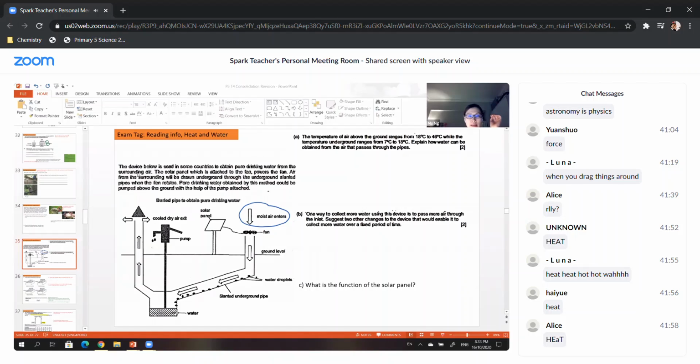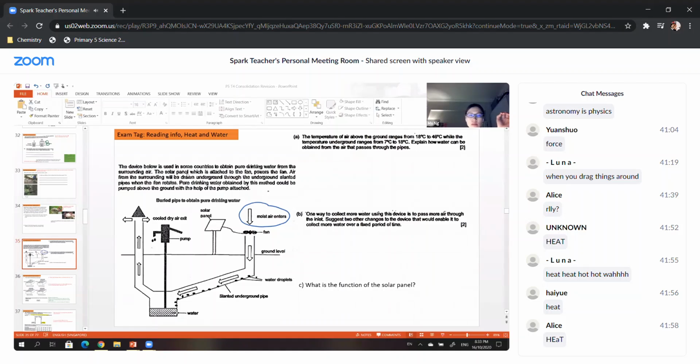So I'm going to read that out. So this device is used in some countries to obtain pure drinking water from the surrounding air. So I helped you to focus on the picture because there's so many parts by annotating using this blue ink. Yeah, so just focus on this first. This is where your moist air enters this device, this system.